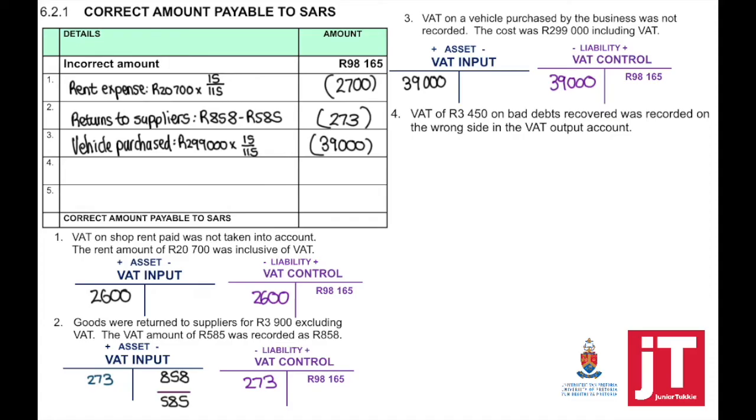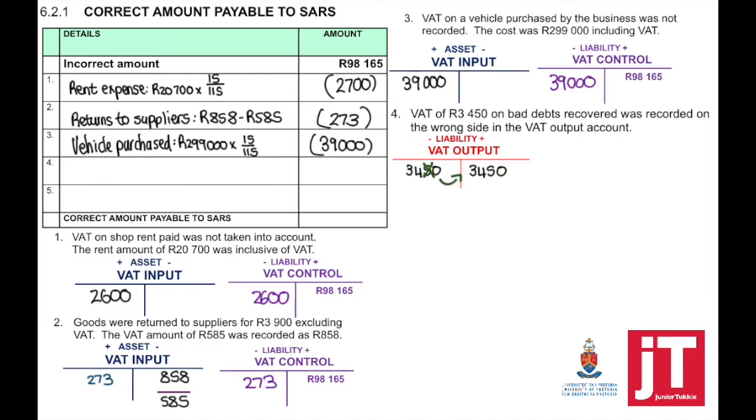When bad debts are written off, we can get a reduction in the amount payable to SARS. But when we've recovered that money, it means that money is now owed to SARS. That output should then be credited. So if this was recorded on the wrong side, it means that my VAT output account was debited incorrectly. To correct this, we now need to take it out by crediting that output.